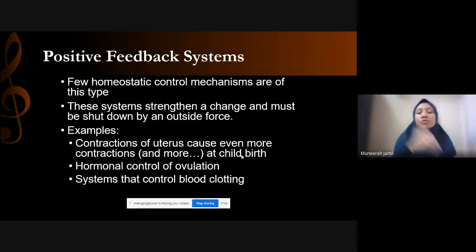So when this contraction of the uterus happens, that results in changes of the uterus. So the positive feedback is where it enhances more oxytocin in the body so that the contraction will become more strengthened, become more frequent so that the baby will be able to be delivered. Okay.